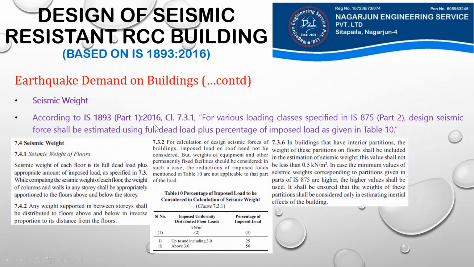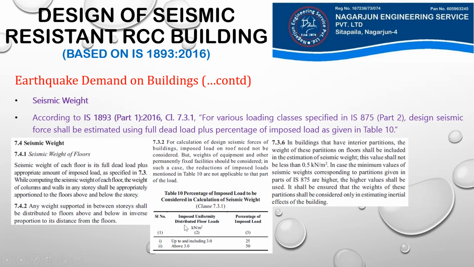So how do we calculate seismic weight? You can go to clause 7.3.1, which says that for various loading classes specified in IS 875 Part 2, that is the code for imposed loads on the building, design seismic force shall be estimated using full dead load plus percentage of imposed load as given in table 10. Table 10 I have written here.